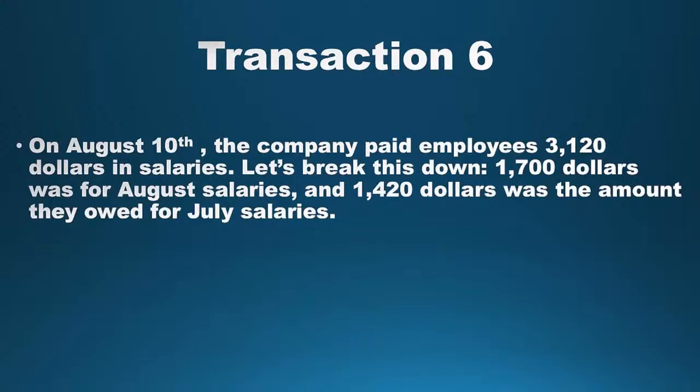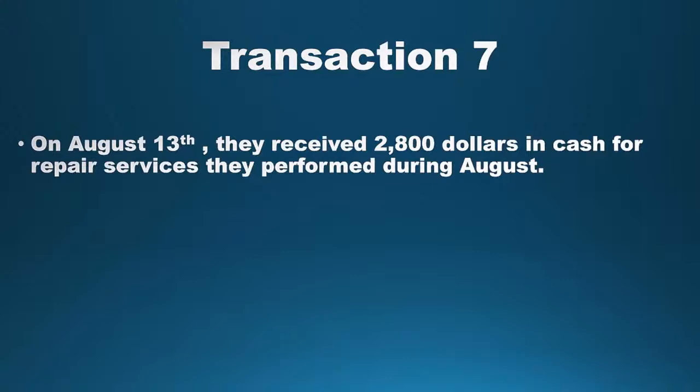It's just an agreement for the future. 6. On August 10th, the company paid employees $3,120 in salaries. Let's break this down. $1,700 was for August salaries, and $1,420 was the amount they owed for July salaries. 7. On August 13th, they received $2,800 in cash for repair services they performed during August.